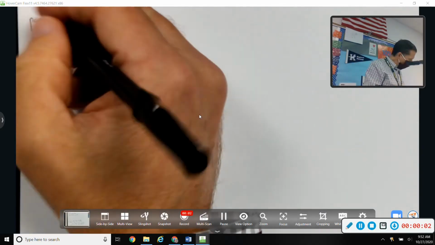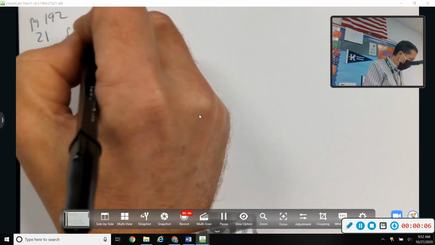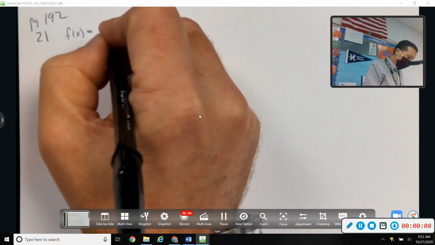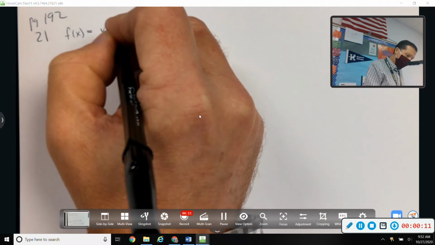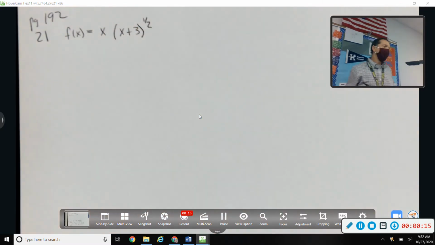Page 192, number 21. F of x equals x times, I'm just going to rewrite that as x plus 3 to the 1/2 because I'm guessing a derivative is in my future. 21 says, find the points of inflection, discuss the concavity.